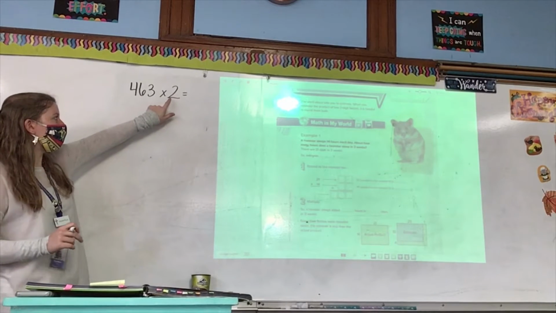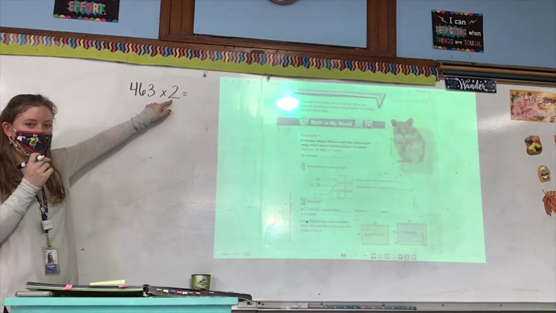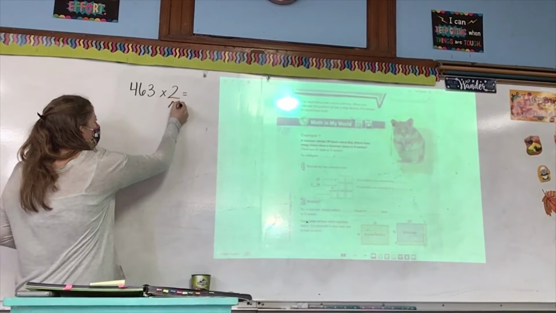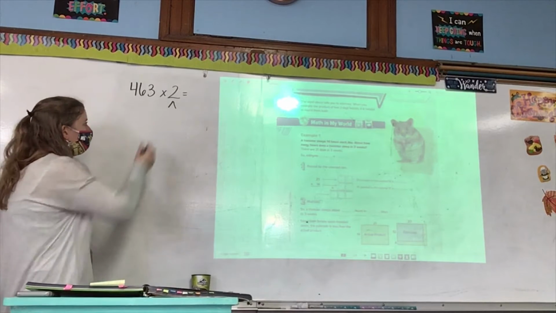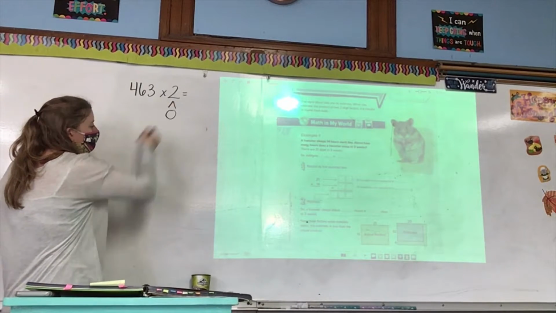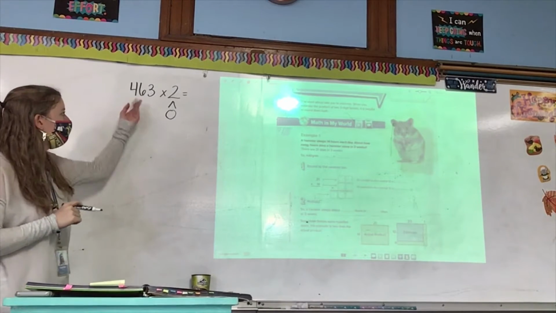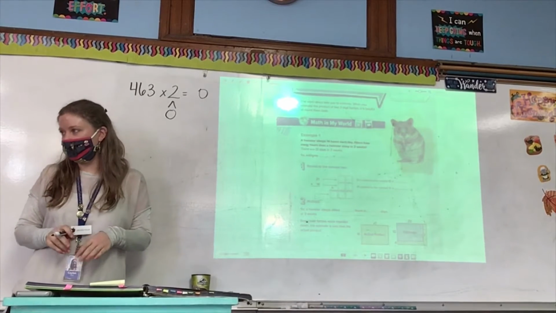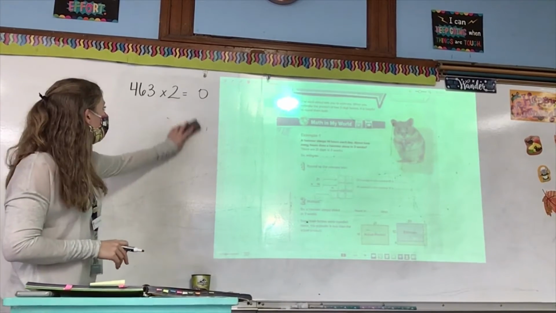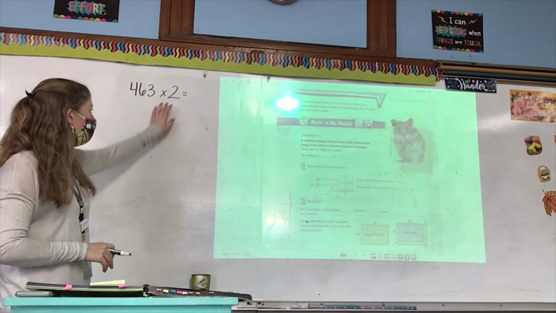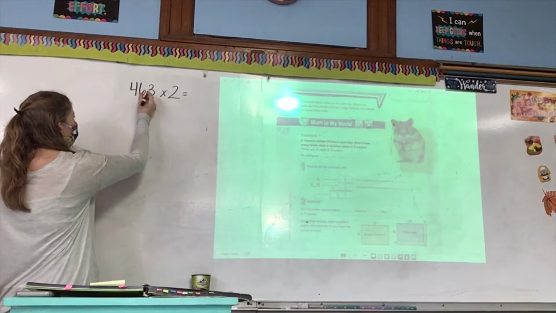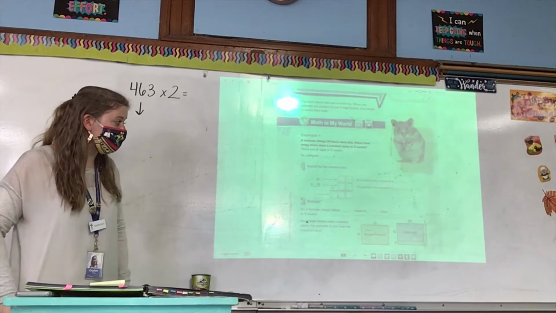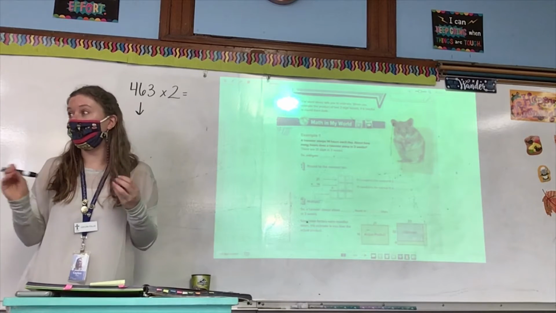Well, when I estimate, am I going to estimate my one-digit number, class? No. If I estimate my one-digit number, 2 is closer to 0. And then I get, no matter what, the answer 0. But that's really not close to anything. So when I'm multiplying by one digit, I always round my larger factor.